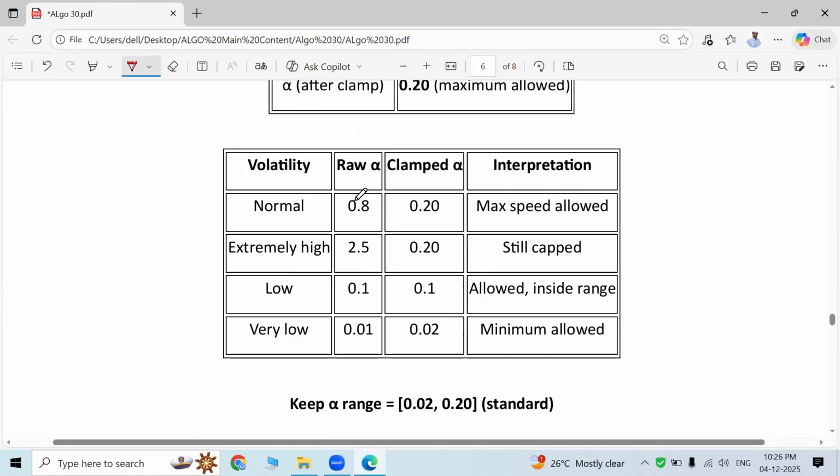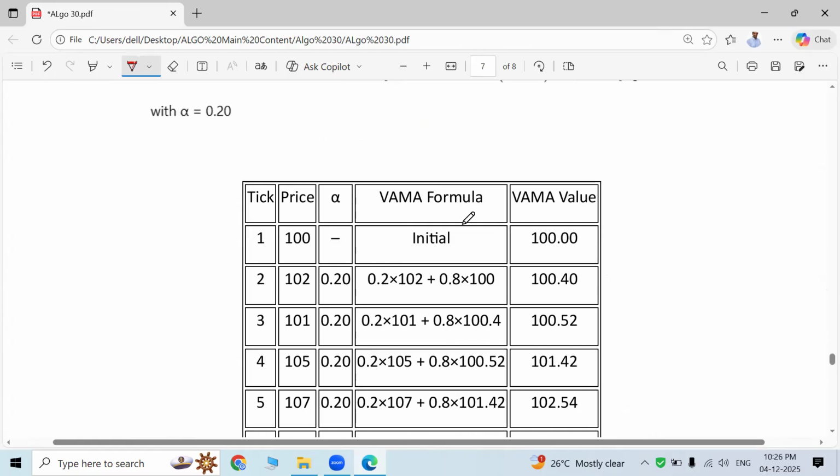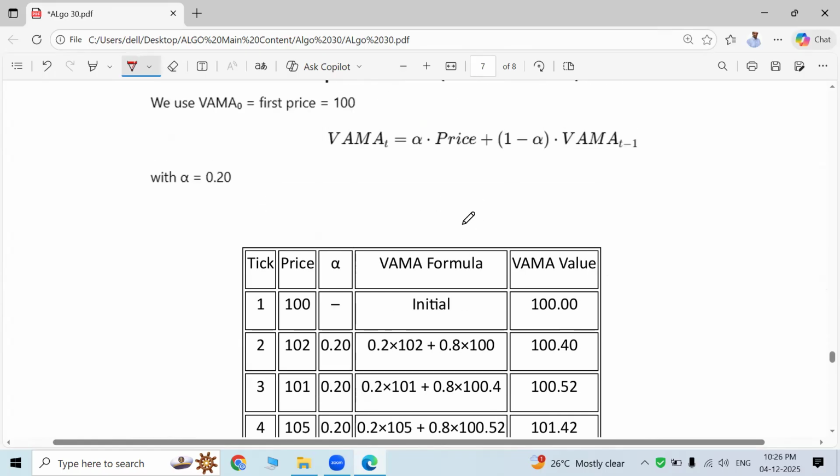So if the value of the alpha is 0.80, still we are going to choose 0.20 only. If the value is above, we are going to choose this. If the value is in range, we are going to choose the value which is actually alpha. If the value is below, then we are going to choose the above value only. After deciding the value of alpha, we are going to work with VAMA.